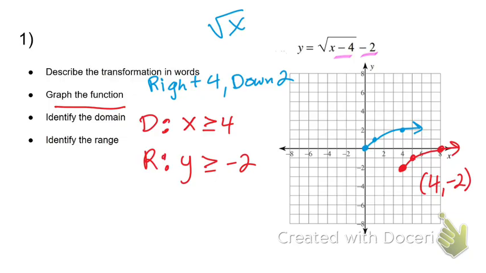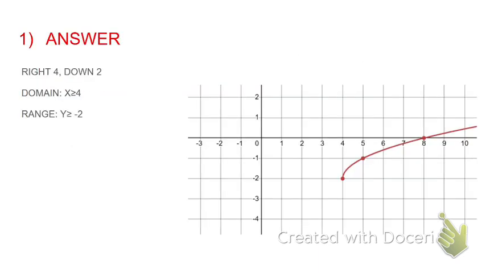Okay, so there's a square root function. You're graphing it. From the parent function, you're shifting it right 4 down 2, and then we're describing the domain and range. The second slide is the answer.